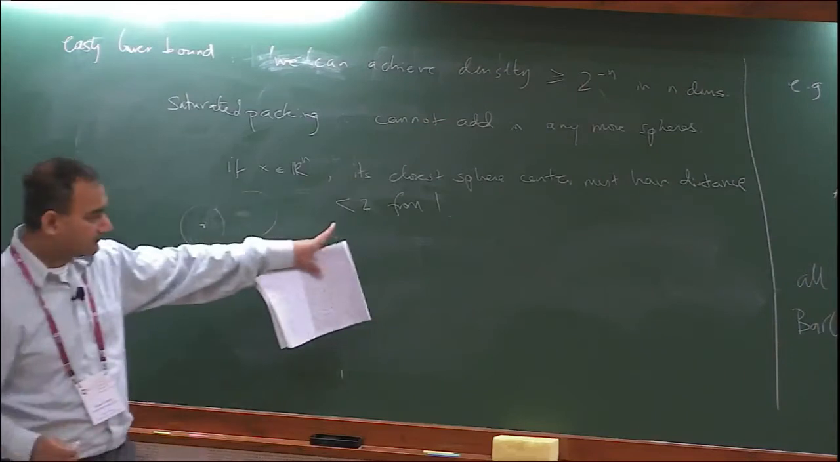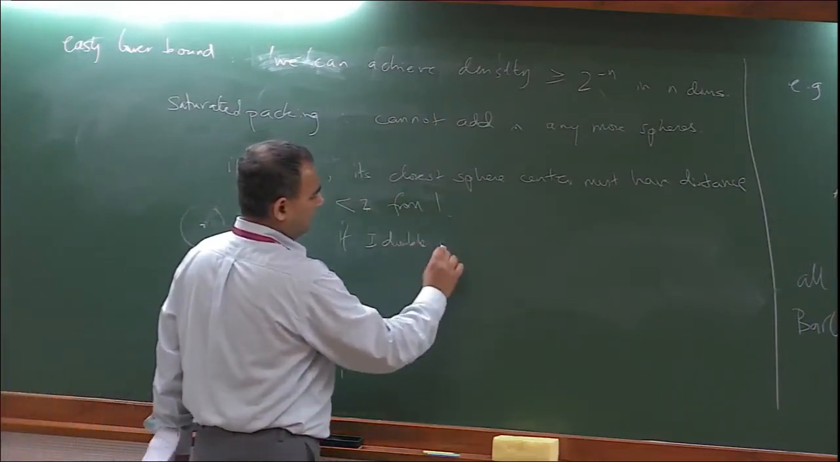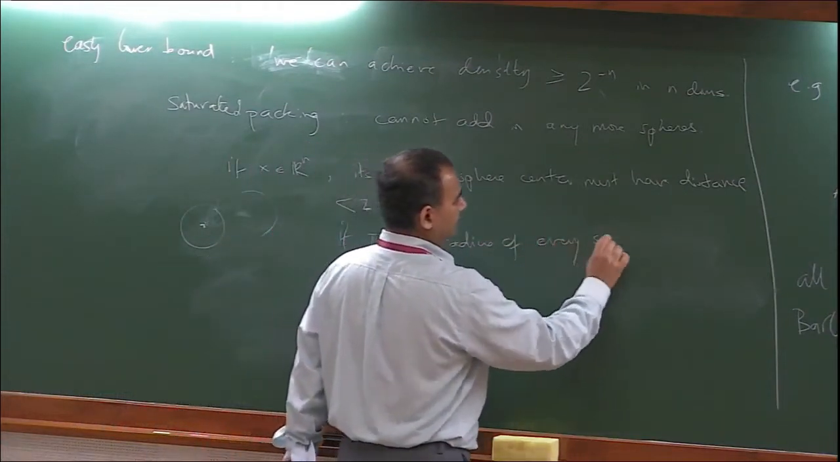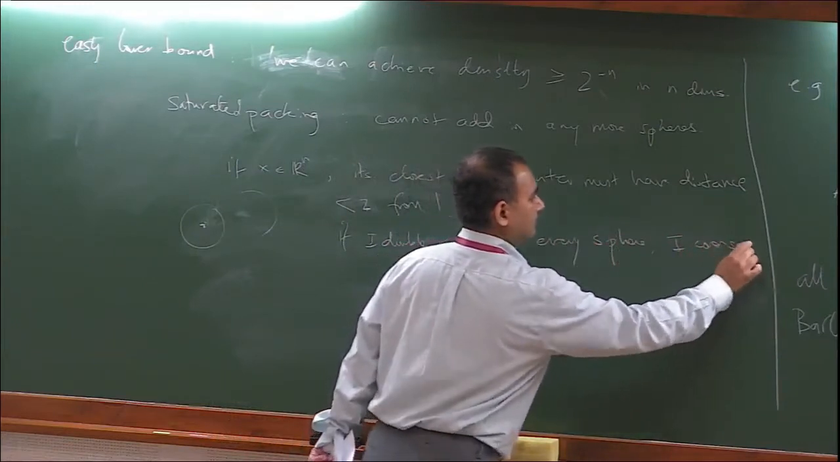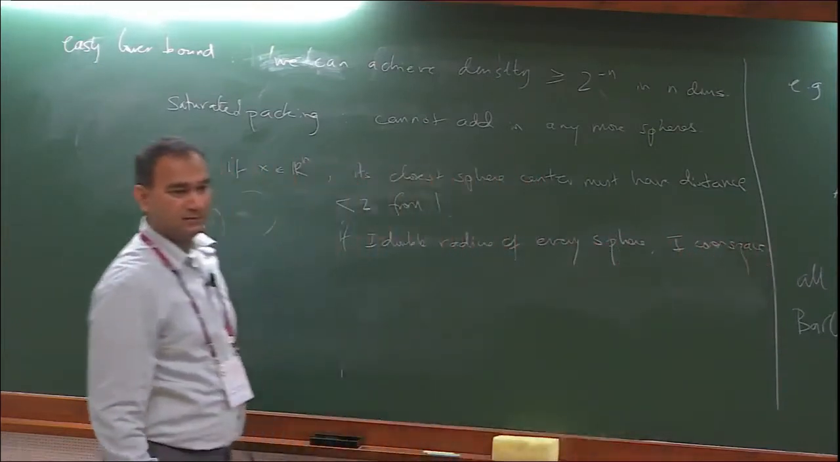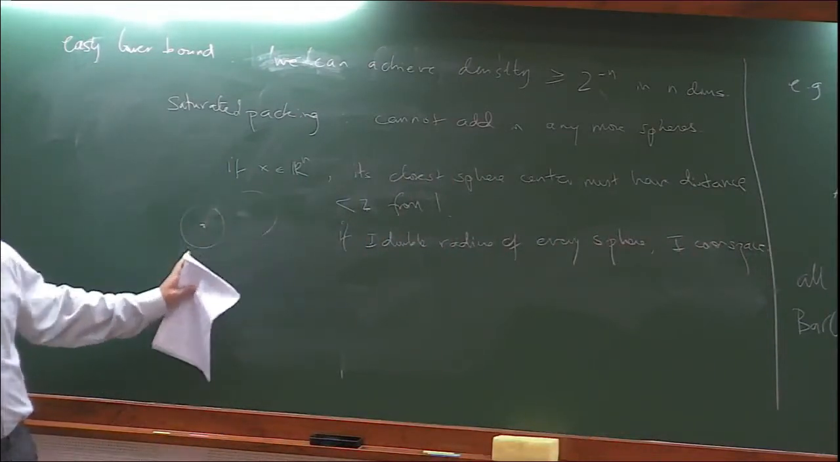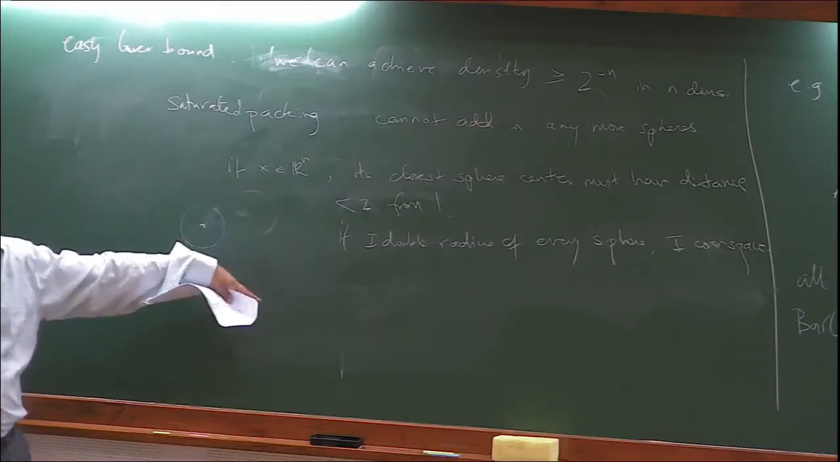Okay? So that means if I double the radius of every sphere, I cover space. Because every point in space is within 2 of some sphere center. So if I double the radius of the spheres, I will cover every point in space.